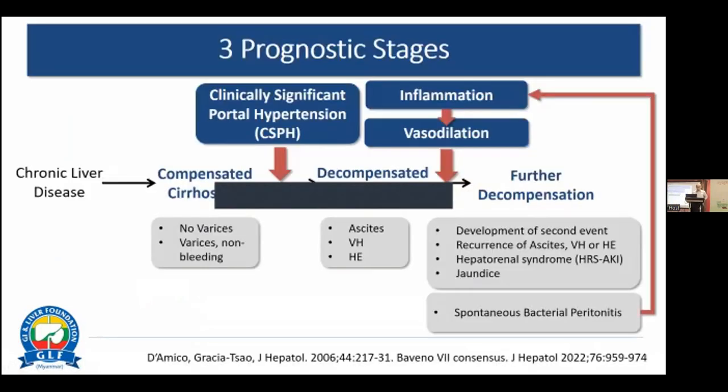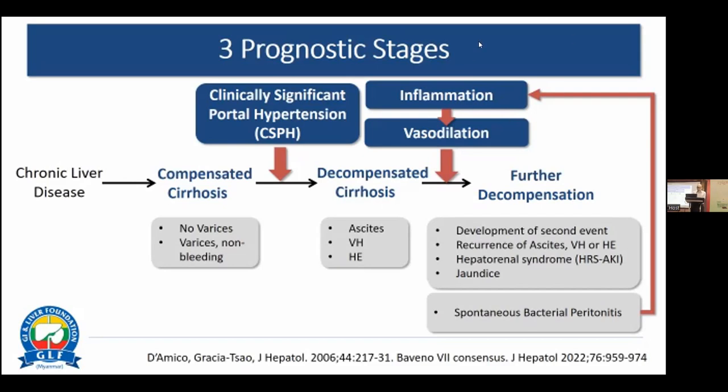Portal hypertension has three prognostic stages. Chronic liver disease progresses to cirrhosis. Cirrhosis has three prognostic stages: compensated cirrhosis, followed by decompensated cirrhosis, and there's a stage of further decompensation.